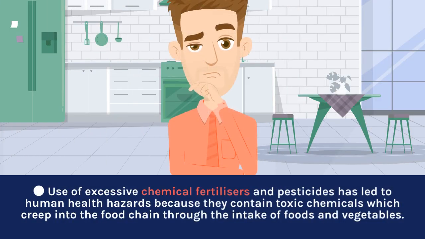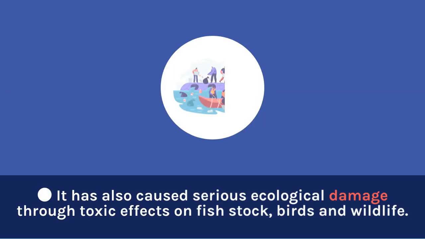Use of excessive chemical fertilizers and pesticides has led to human health hazards because they contain toxic chemicals which creep into the food chain through the intake of foods and vegetables. It has also caused serious ecological damage through toxic effects on fish stock, birds and wildlife.